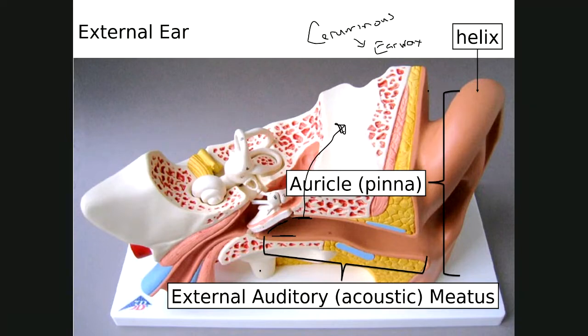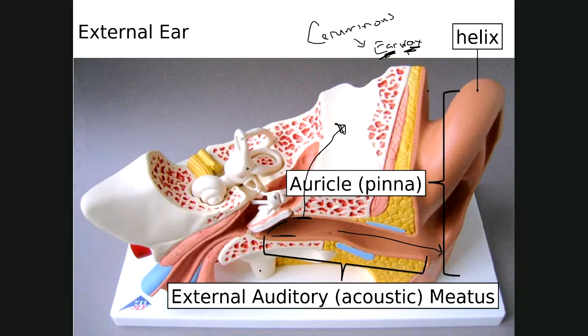And the earwax, it is a waxy substance. It helps repel water, and so water doesn't stick to the surface. It moves back out pretty easily. Earwax also has a really nasty taste. If you ever tasted earwax, it's very nasty.